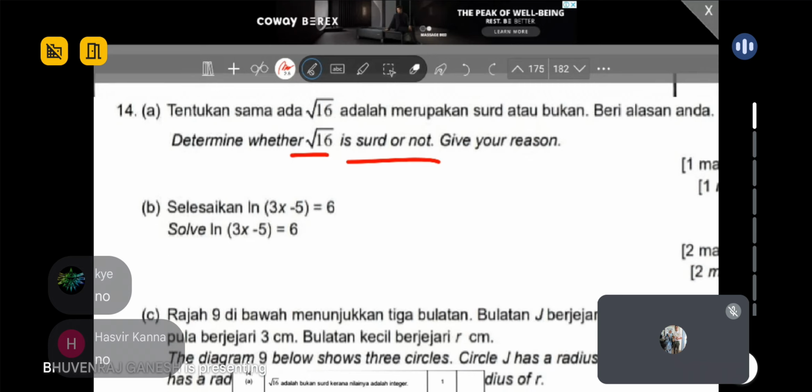Got a different answer already. Okay, some more. So the majority say no. Okay, correct. Yes. Very good. Guys, always remember a surd is an irrational number.